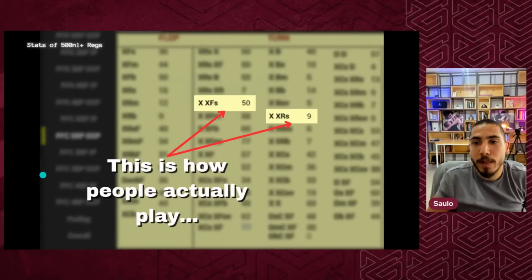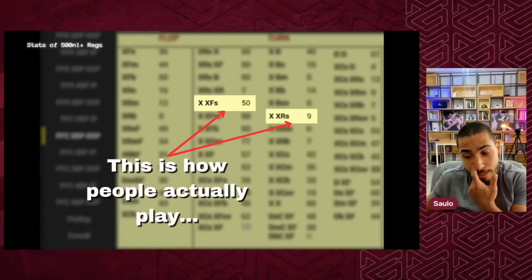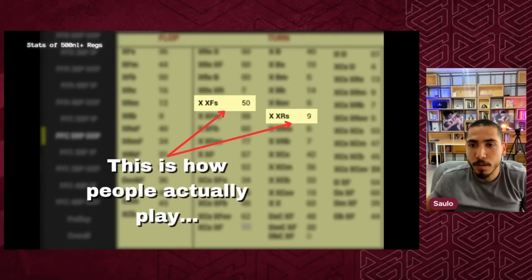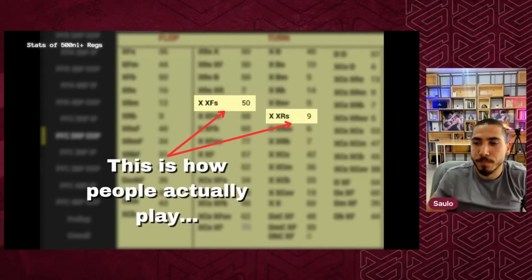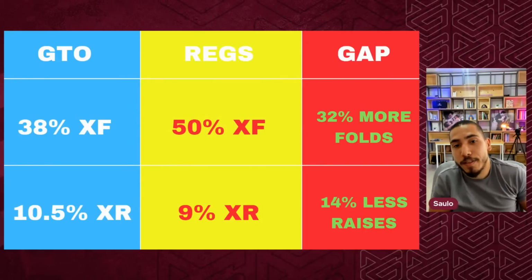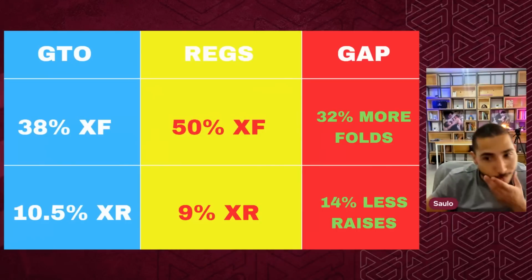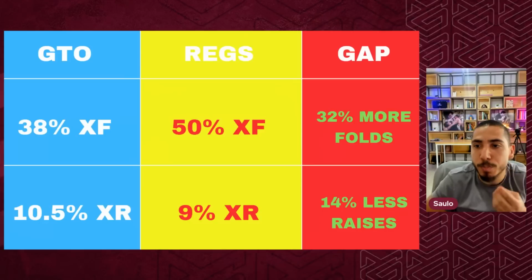So this is how people actually play. They fold 50% of the time and they raise only 9% of the time. And then we can use that to build a counter strategy. We see that GTO folds 38%, regs are folding 50%. GTO check raises 10.5%, regs check raise 9%. So there's a huge gap here, 32% more folds and 14% less raises.